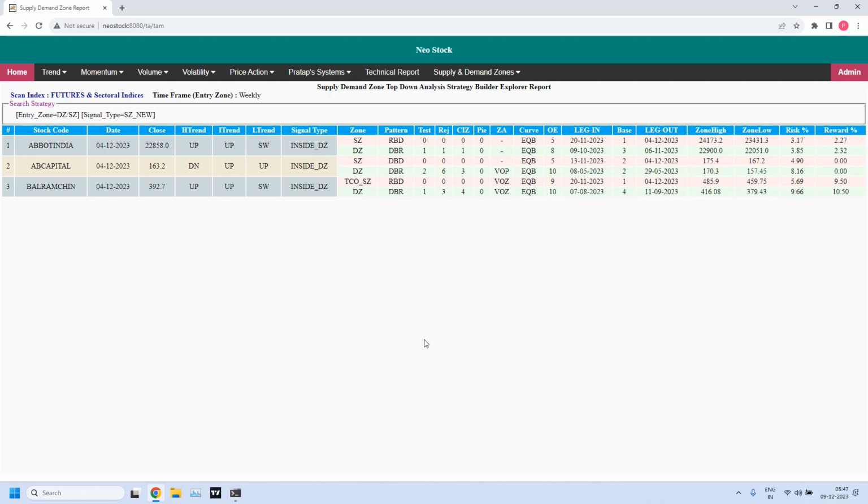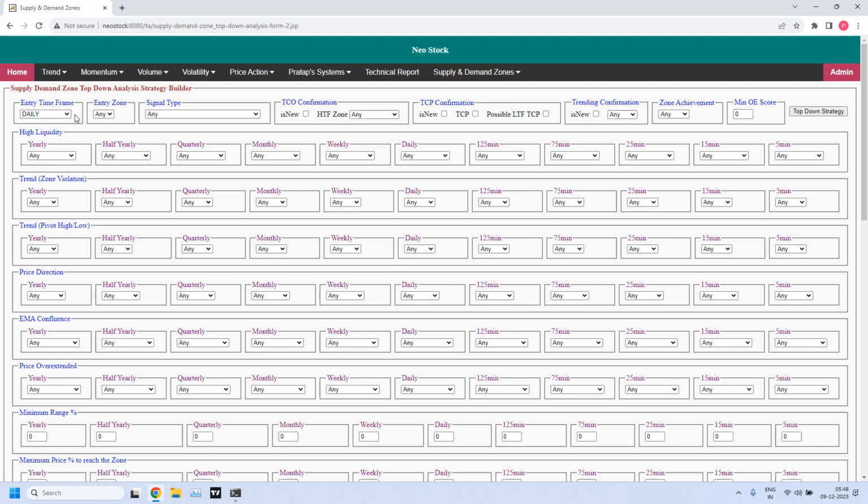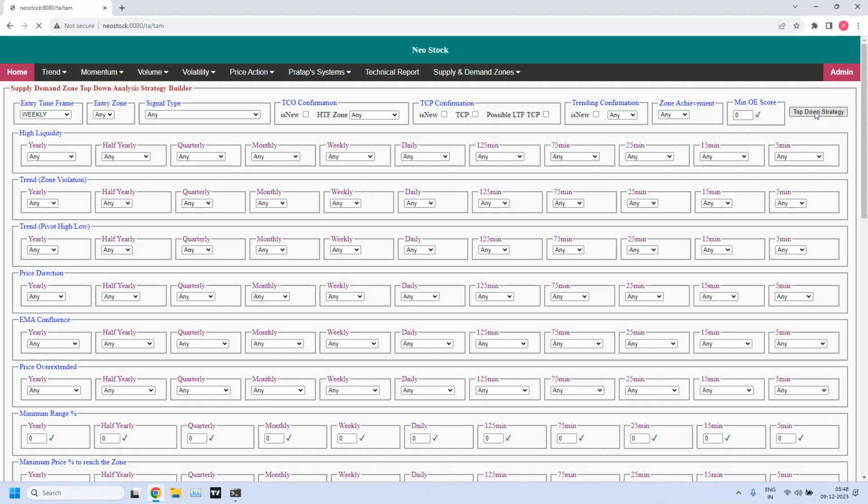So this is about the filtered list in the weekly time frame. Now I will generate all the stocks in the weekly time frame without any filters for our further reference purpose. So entry time frame is weekly. Let me generate demand and supply zones for all the stocks, weekly demand and supply zones.